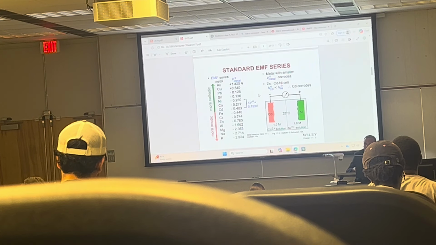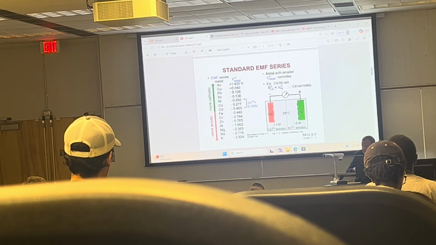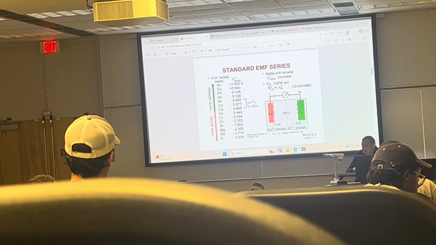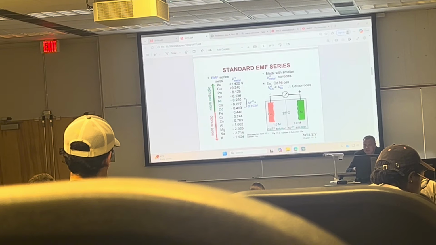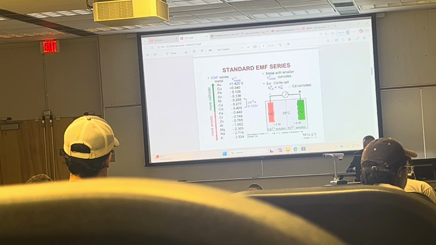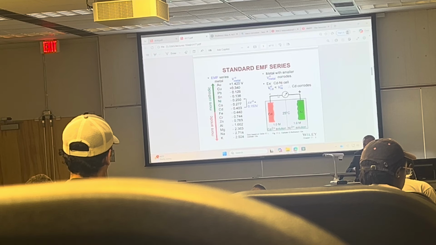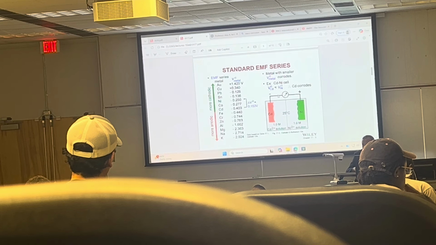Have you heard about NiCad batteries? If you take cadmium and nickel and you put them into the solution, there's going to be voltage generated. And this is how a NiCad battery actually works.